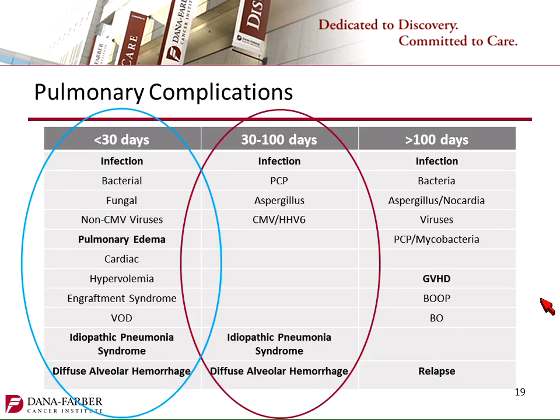So specifically for pulmonary complications, since he was day 35, he sort of runs at the overlap time of less than 30 days and 30 to 100 days. So he could have a bacterial, fungal, or viral infection or PCP. He could still have some type of cardiac toxicity from his previous therapy and TBI. He could have IPS or DAH.